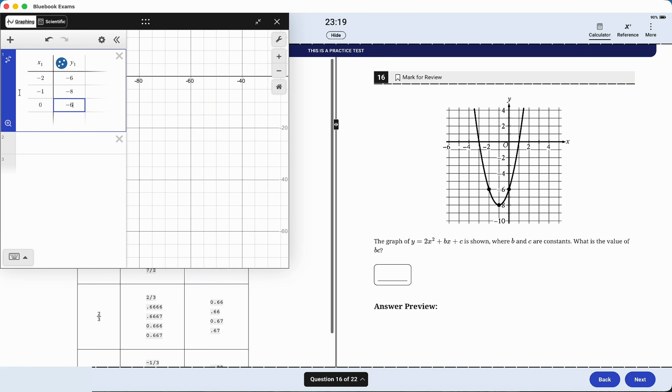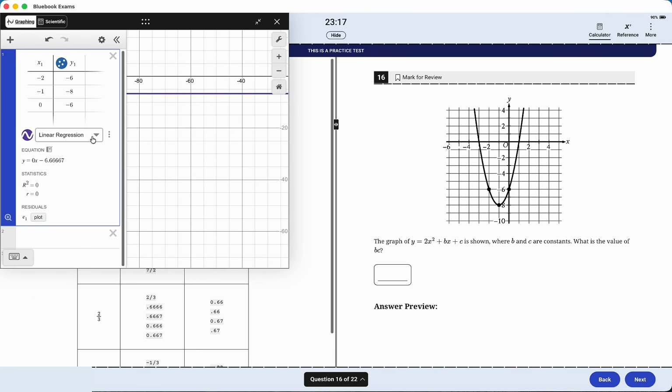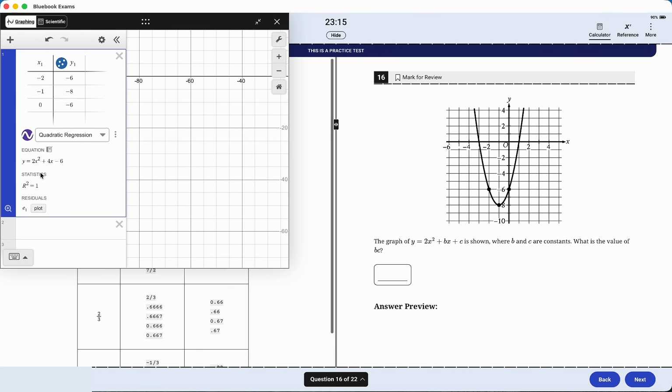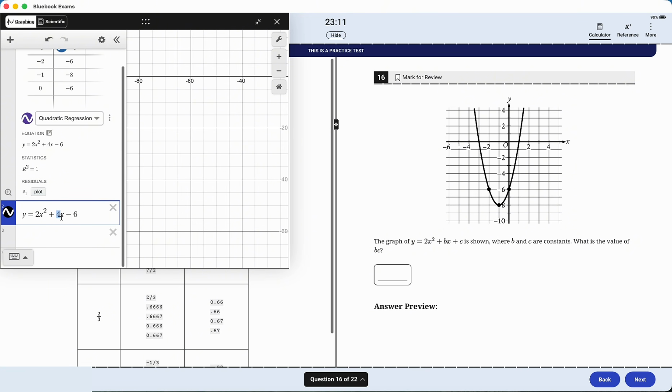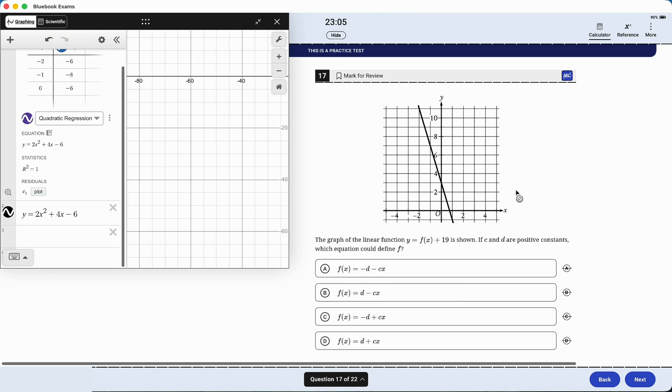That's the third pair. Smash the regression button there, change it to quadratic regression, and you see 2x squared plus 4x minus 6, right? So b is 4, c is -6, right? So that's going to be -24, right? Simple. Next one here has to do with transformations.